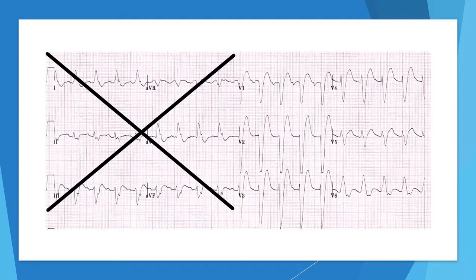So when you're looking at bundle branch blocks, I want you to ignore the hexaxial leads. So you want to focus on these precordials. Specifically, I want you to look at V1 and V6, and that's where we're going to diagnose the bundle branch. V1 and V6 look from opposing viewpoints, and they are going to be able to show us what's happening in the septum, which is where both of the bundle branches lie.